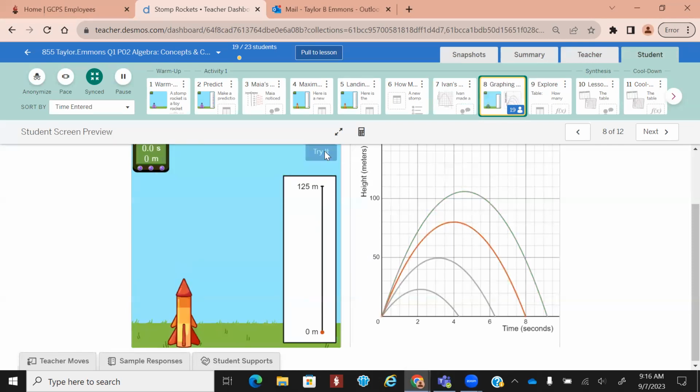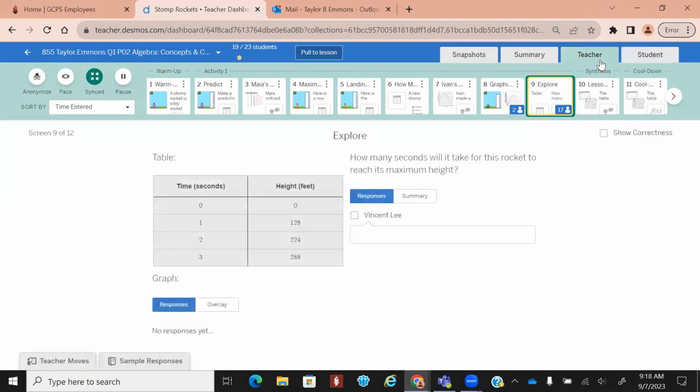Okay, you can try the next one. And then you can try the next one. Okay, discuss with your neighbor what's similar, what's different, and go. 1 minute. Slide number 9.